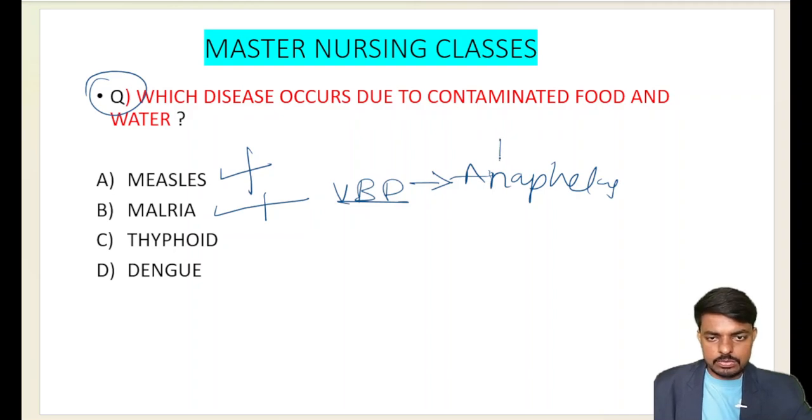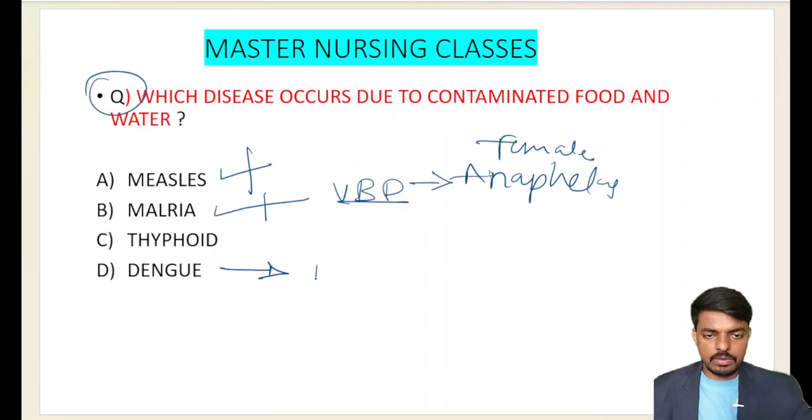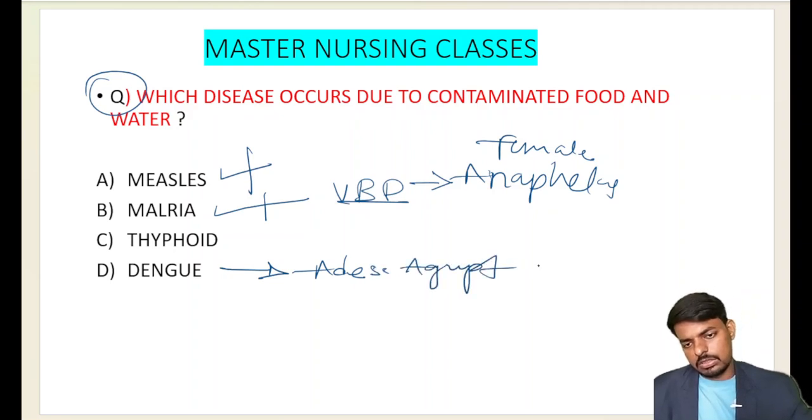Anopheles mosquito. Which female Anopheles? Okay. Very important. And is this the typhoid? Is this the dengue? No, it's not dengue. Dengue occurs due to the bite of the Aedes aegypti mosquito.